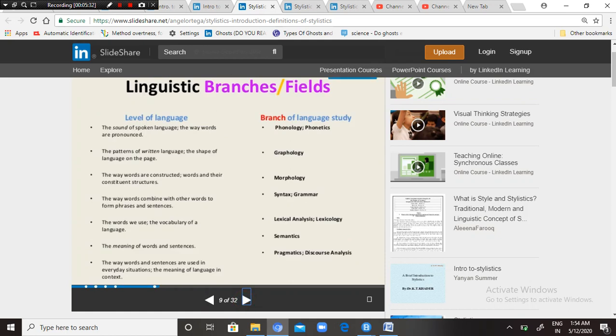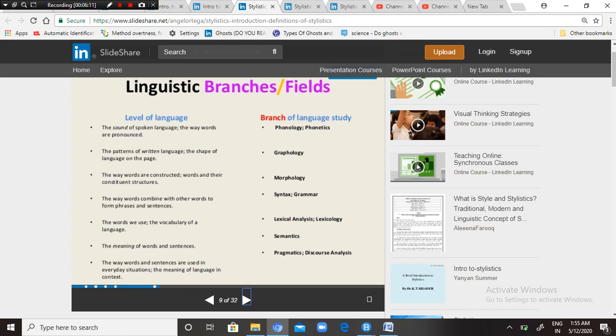Linguistics branch fields, levels of a language. Here are the branches of language study. First, the sounds of a spoken language, how words are pronounced, are called phonetics and phonology. The pattern of written language, the shape of the language on the page, is called graphology.